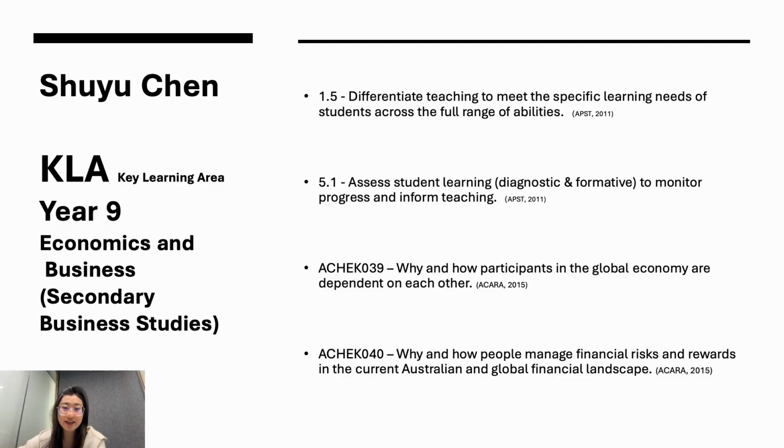This lesson plan is for Year 9 Economics and Business. This lesson connects to the key learning area of economics and business. It's aligned with APST 1.5 and 5.1, which focus on meeting diverse learning needs and assessing students' progress. It's also linked to the Australian curriculum outcomes ACHEK039 and ACHEK040 about global interdependence and managing financial risks.